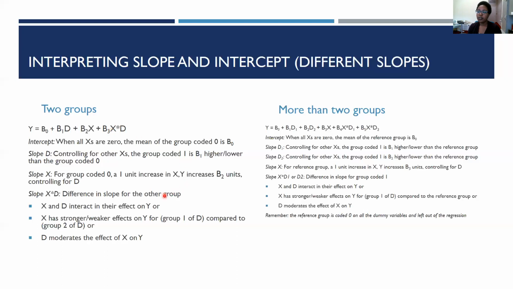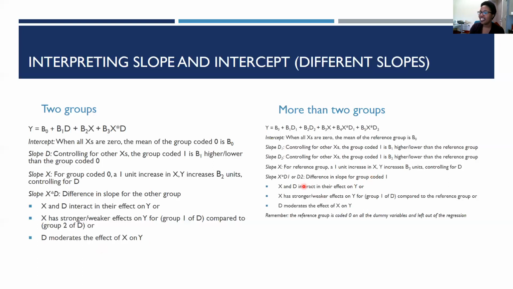So what I will say, if this X times D, this interaction term, is significant, then I will say, okay, our moderator and independent variable interact in their effect on Y. Or once we look at the graph, we can say, okay, well, group 1 has a stronger or weaker effect of X on Y compared to group 2. Or, a simple way to say it is just that there's a moderation, right? That the moderator moderates the effect of the independent variable on Y.